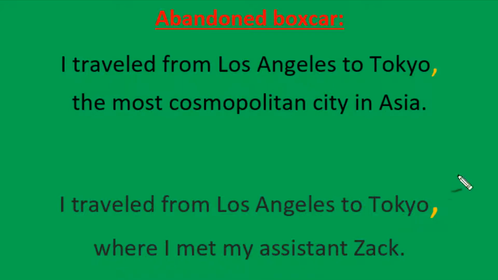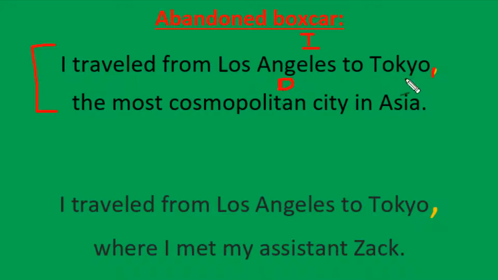Okay, the steps in the procedure to make sure that you get the sentence correctly analyzed: step one, trace over where the comma is. The second thing, after you trace over the comma, is to read and label the sentence components. I traveled from Los Angeles to Tokyo. That's an independent clause, so I simply put I above that. I move on to the second part. The most cosmopolitan city in Asia, that's a dependent clause.